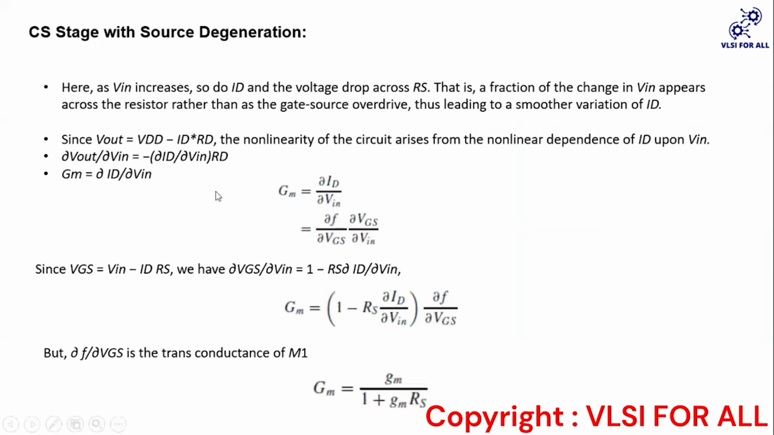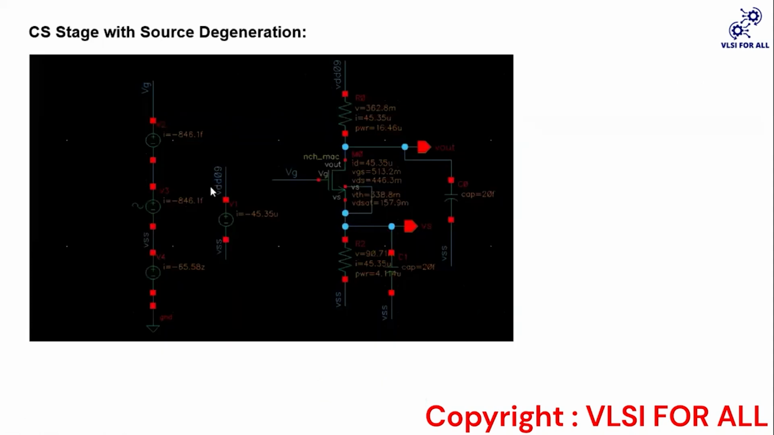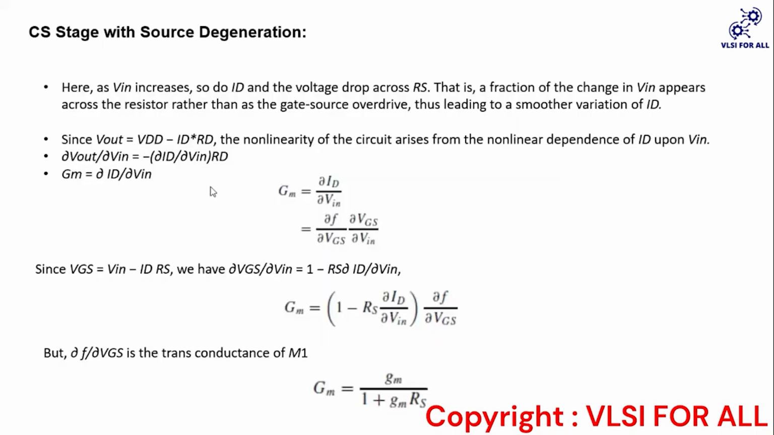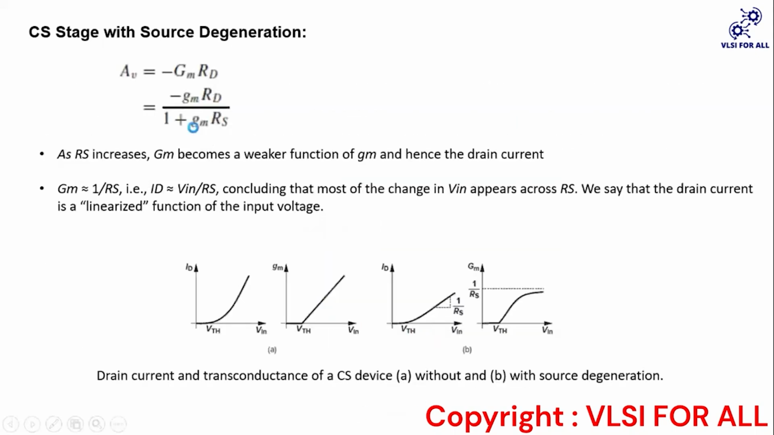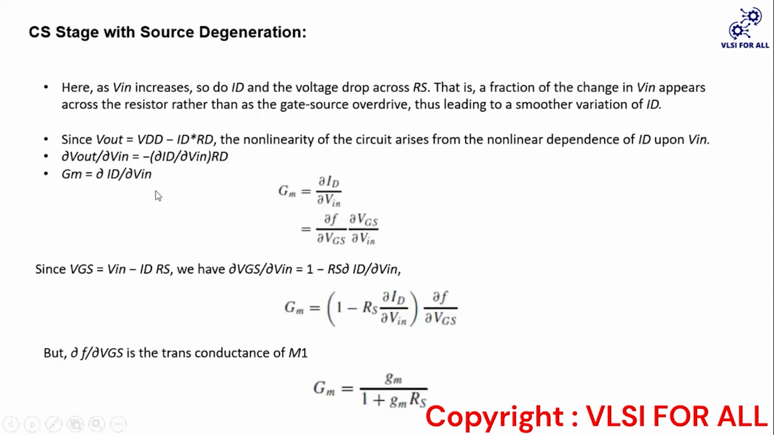So yeah, now we are going to see the gain of this circuit. We are going to find the overall transconductance here and the output resistor, and then we are going to find the overall gain of the circuit. So we can see here what will be the transconductance.